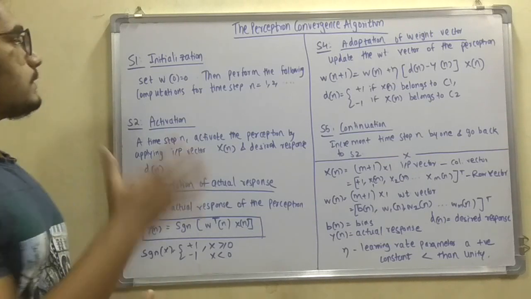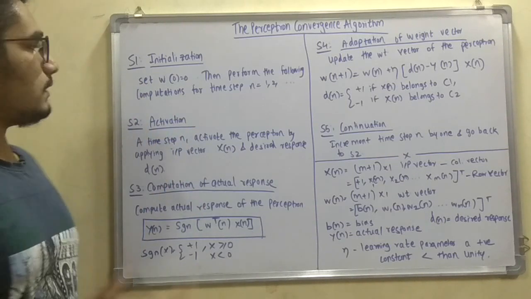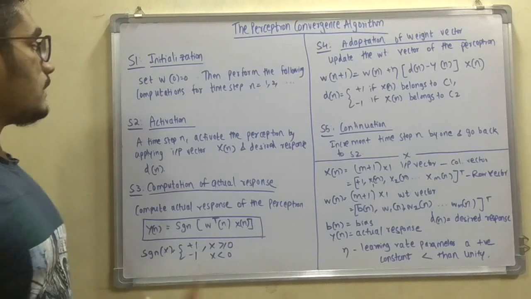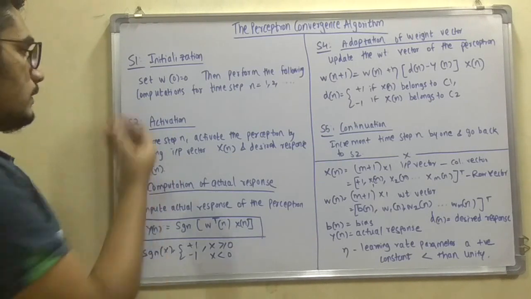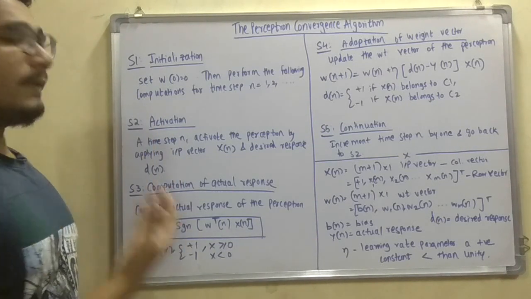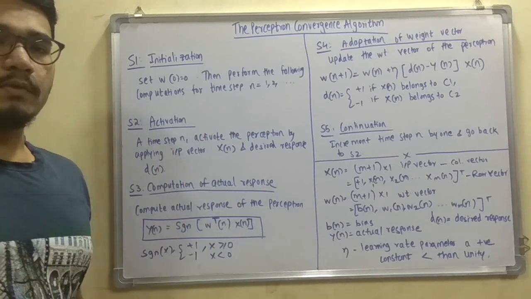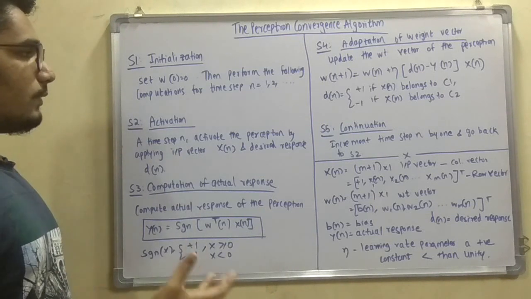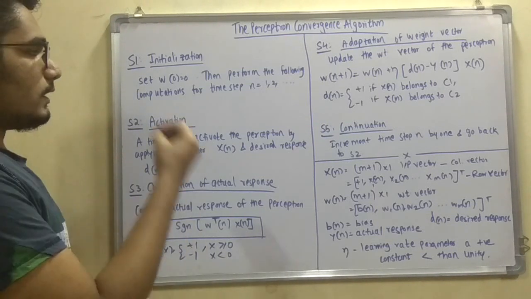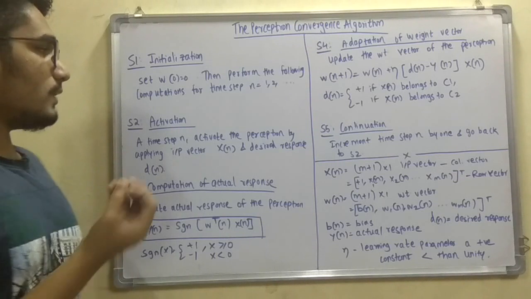Step 1 goes like this. First you have to initialize. What to initialize? You have to initialize all the weight vectors to 0 and then perform the following computations for time step n equal to 1, 2, 3 and so on. You have to execute till your desired n.